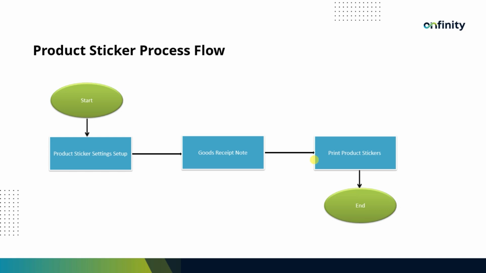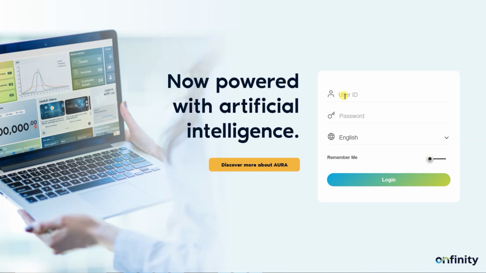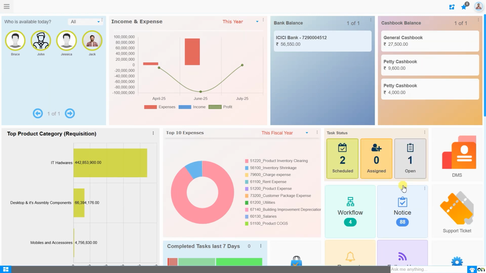With this understanding, we can now proceed to the step-by-step process for setting up a product sticker in the Onfinity system. So, let's begin by opening the Onfinity URL. On the Onfinity login page, enter your valid user ID and password, then click on Login to access the system. Once logged in, you will be directed to the Onfinity homepage.